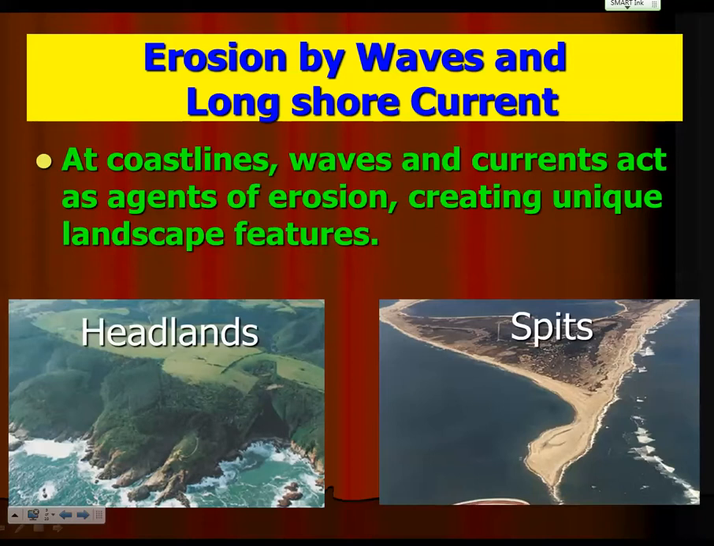So first, waves, ocean waves that is, they erode and they change the shoreline through various ways, and one of those ways we're going to focus on is the longshore current. At coastline, waves and currents act as agents of erosion, and they create all kinds of cool and interesting features. You can see in the bottom left picture here, these are headlands. Headlands generally stick out into the ocean, and spits, they also stick out in the ocean, but they're created more by something called a longshore current, and we'll get into all that in today's lesson.